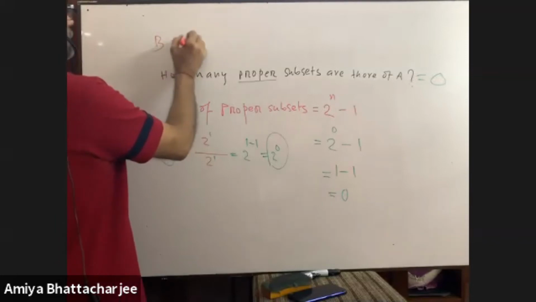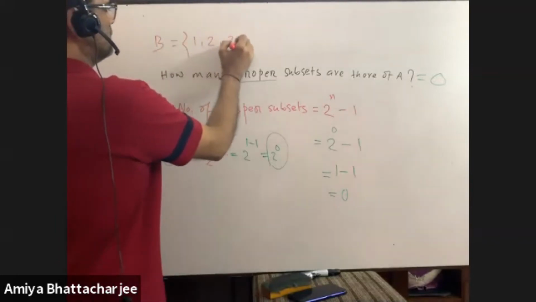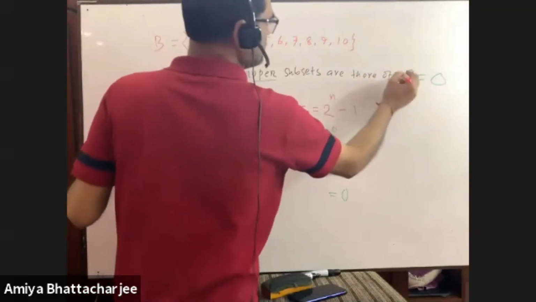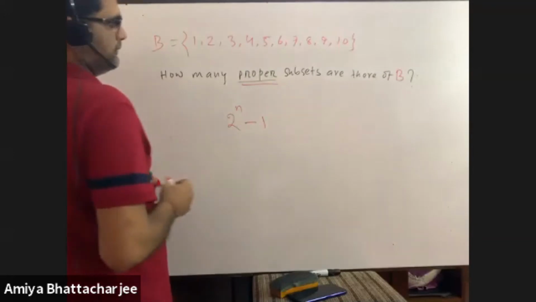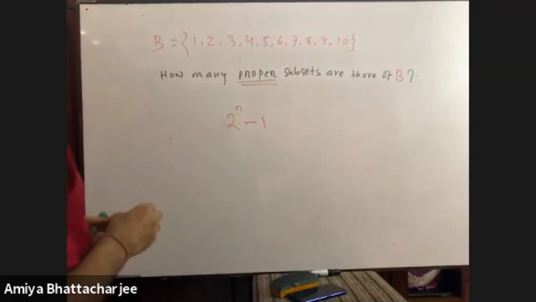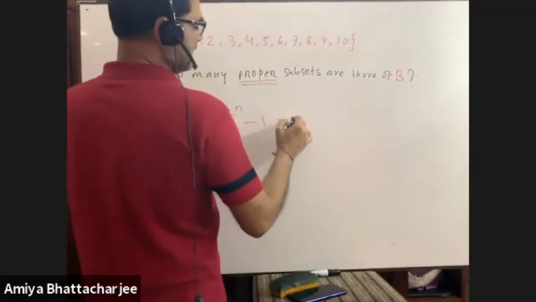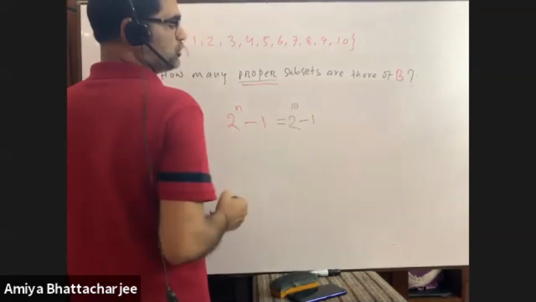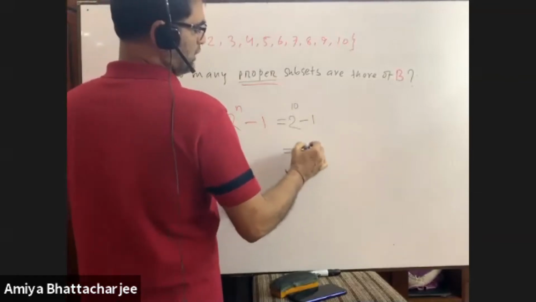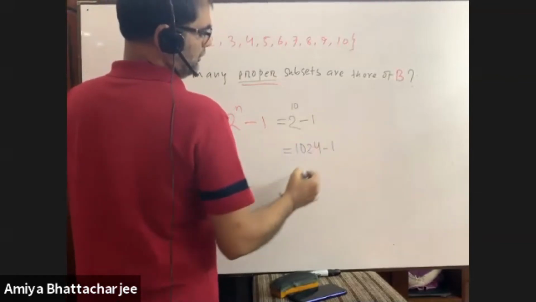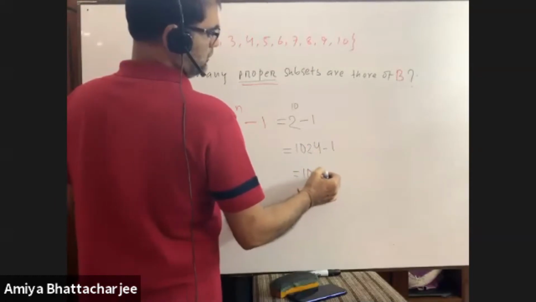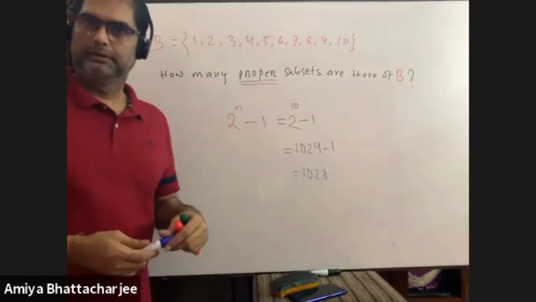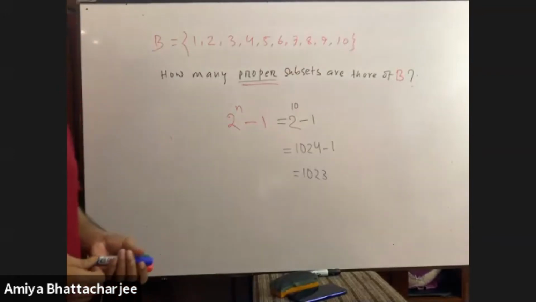Suppose B equals {1, 2, 3, 9, 10}. Now you do this question. Minus 1, okay, it is the formula. Then what is n? Here in this question, n is 10. 2 to the power 10 is 1024. 1024 minus 1 equals 1023. Is it okay to all? Have you got it?